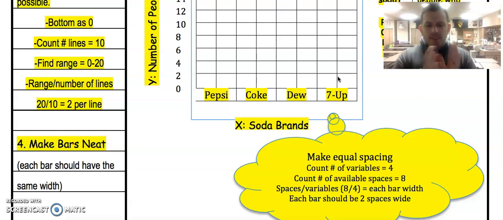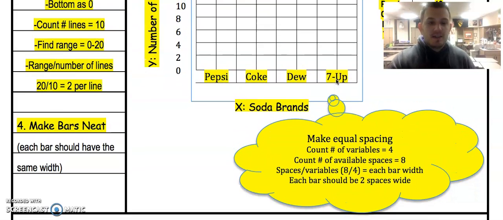If one variable only gets 1 block and one variable gets like 3, that's a misleading graph. We have to make really good graphs, so we're going to make them proper. So each word gets 2 blocks wide, boom, boom, boom, boom, and each bar should be 2 spaces wide.